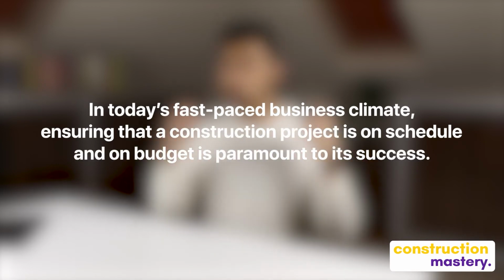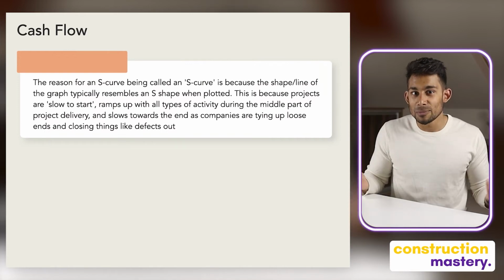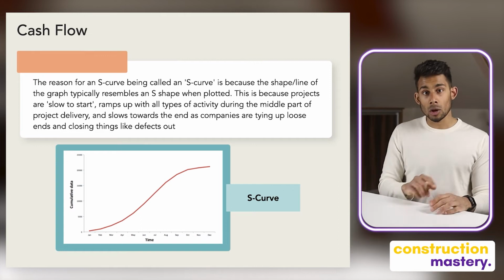An S-curve in construction is typically used to track the progress of cash in a project and to make sure that the project is tracking according to what was planned so that it finishes on time and on budget. In today's fast-paced business climate, ensuring that a construction project is on schedule and on budget is paramount and critical to its success. So you're going to ask, why an S? The reason for an S-curve being called an S-curve is because the shape or line of the graph typically resembles an S shape when plotted.